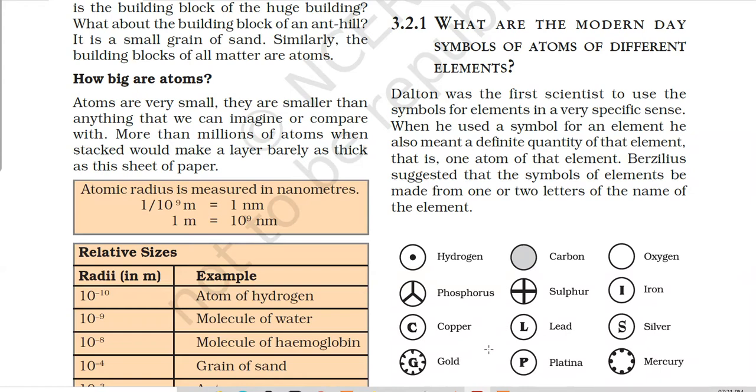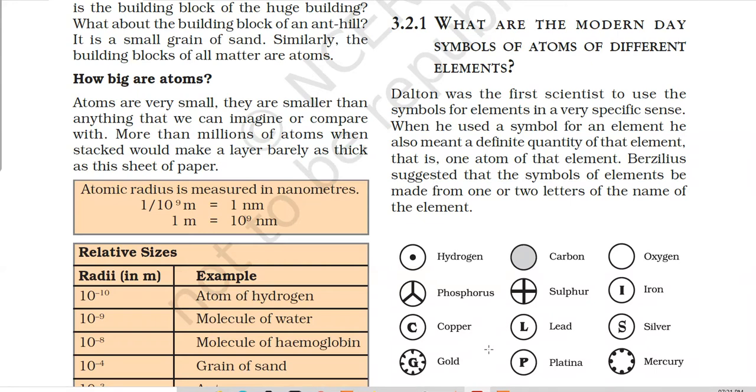In the previous class, we studied the discovery of the atom and Dalton's atomic theory, which contained both laws of chemical combination, that is, the law of conservation of mass and the law of definite proportion, which have been explained in that particular theory.